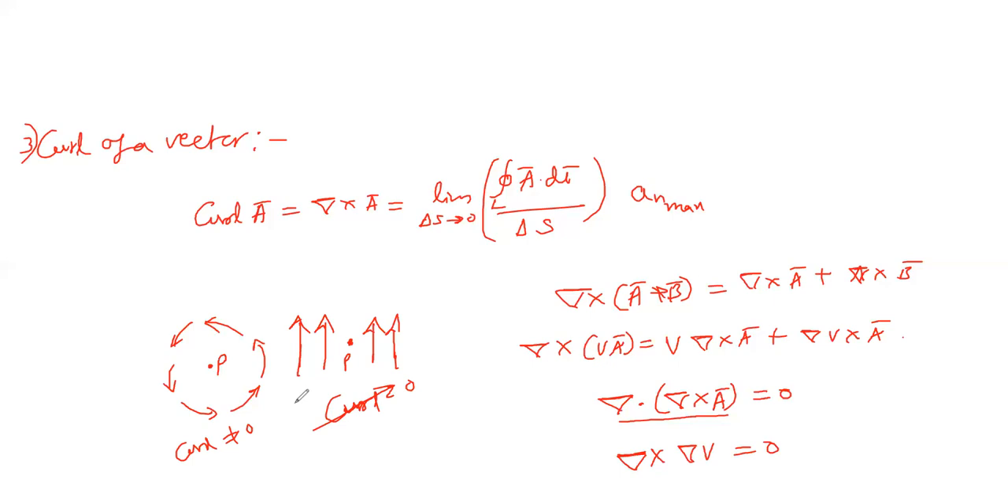Then similar to the divergence theorem, we can have the Stokes theorem also. The Stokes theorem states that the circulation of the vector field A bar around a closed path L is equal to the surface integral of the curl. Let me write the expression: closed path L, vector field A bar dot dl, is equal to the surface integral of curl, that is del cross A bar, ds, over a surface S bounded by L. Here A bar and del cross A bar are continuous on S.